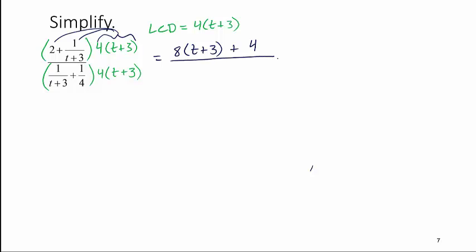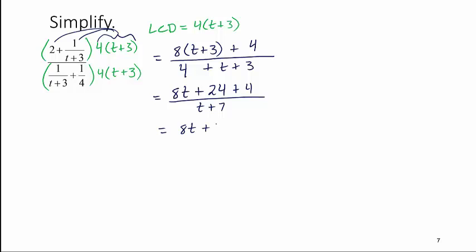And then on the bottom, 1 over t plus 3 times 4 times t plus 3 is just 4, and then 1/4 times 4 times t plus 3 is just t plus 3. So I'm going to come down here. I've got 8t plus 8 times 3 is 24, distributing the 8 through there, plus 4, all over t plus 7. So up top we've got 8t, 24, and 4 is 28.